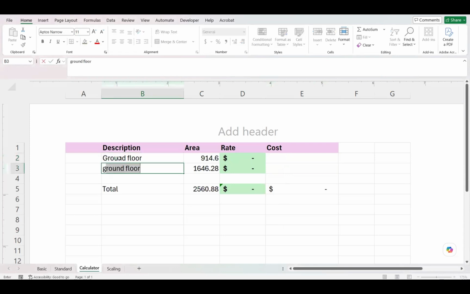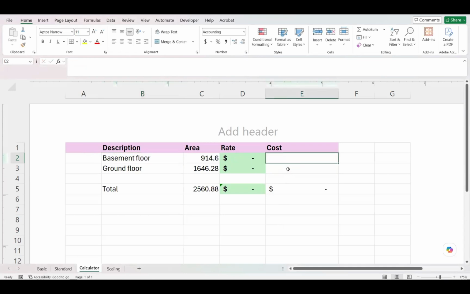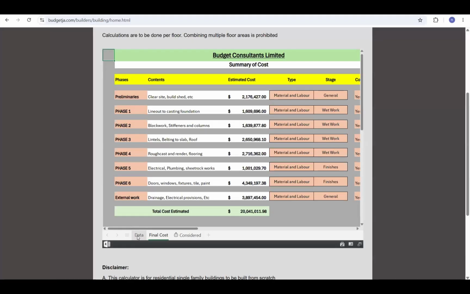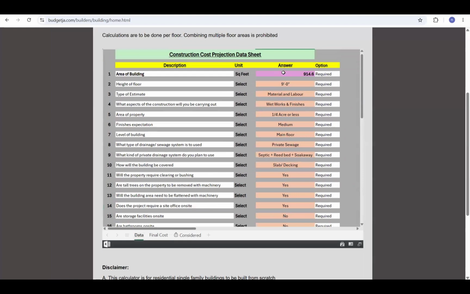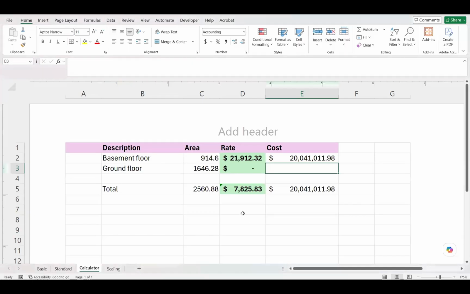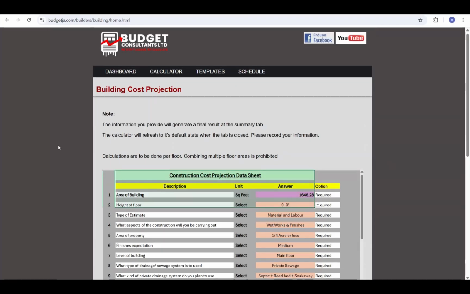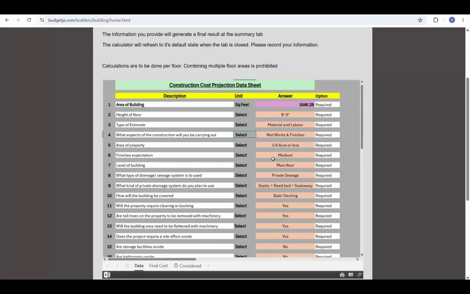Let me correct these. So this should be basement, similar to what is seen on the regular setup. So let me get that in place. And I'm going to add the cost that we have on the calculator. And what we are going to do in this case is just make provision for the ground floor. In this case, it is 1,646.28.